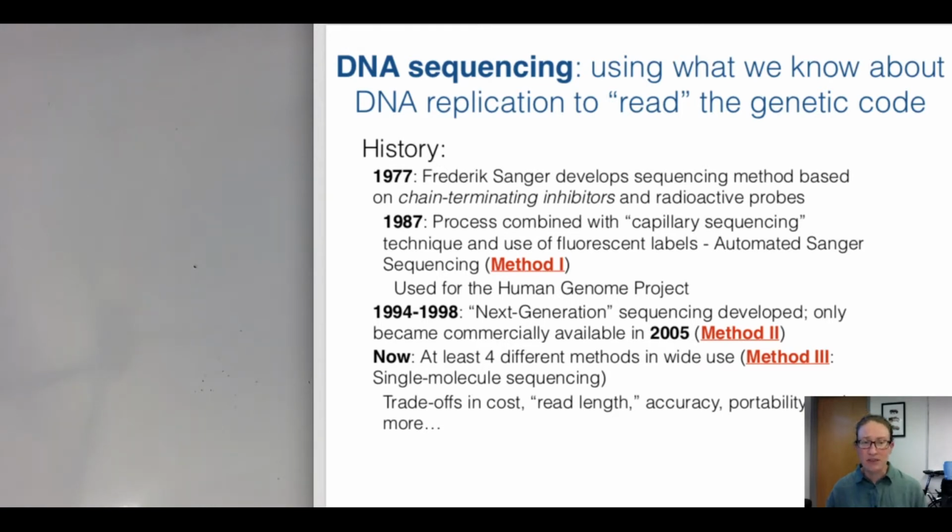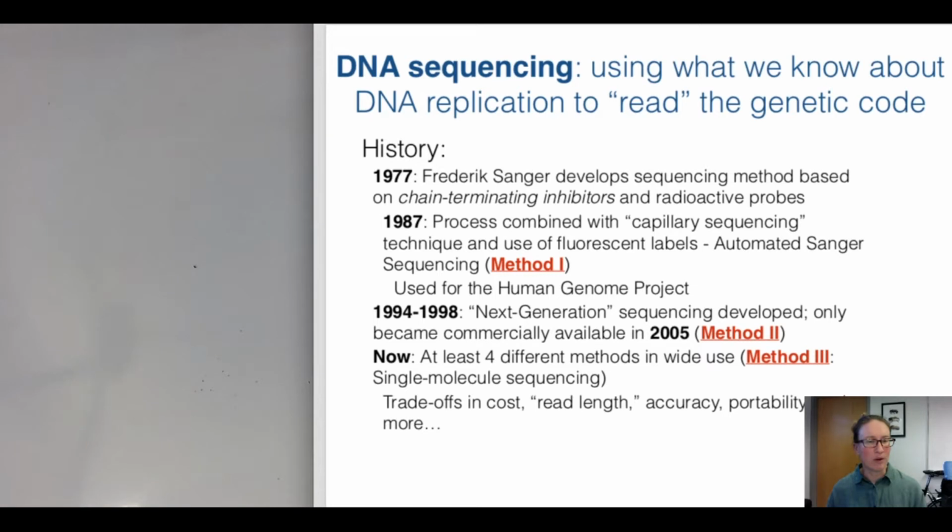Then, between 1994 and 1998, a second method developed that's now referred to as next-generation sequencing. And next-gen sequencing only became available commercially in around the year 2005. And with this shift, it suddenly started to become possible to sequence many more genomes much more cheaply.